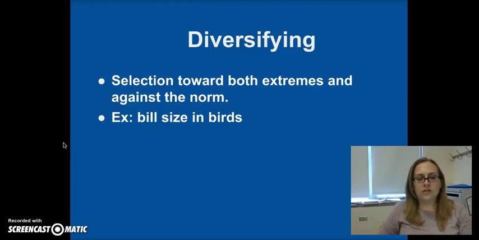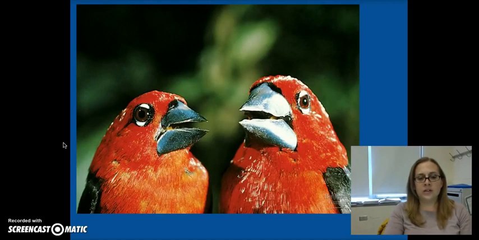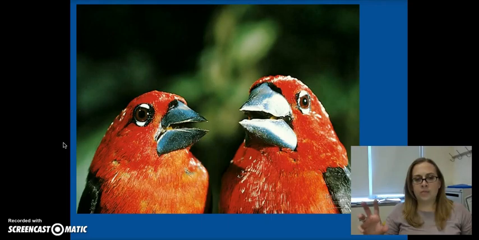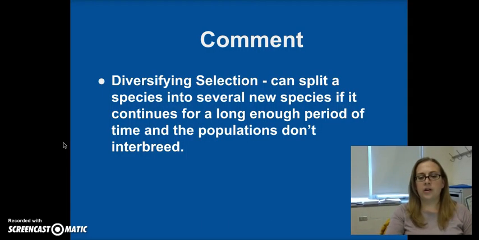With diversifying selection, you've got selection towards both extremes and against the norm. And so that could be bill size in birds. You'll tend to see that if you've got the really big strong bill, you can get one food source. If it's a little bit smaller, you can perhaps get another. Diversifying selection, though, can actually split a species into several new species if it continues for a long enough period of time, and it's happening in different populations that don't interbreed.